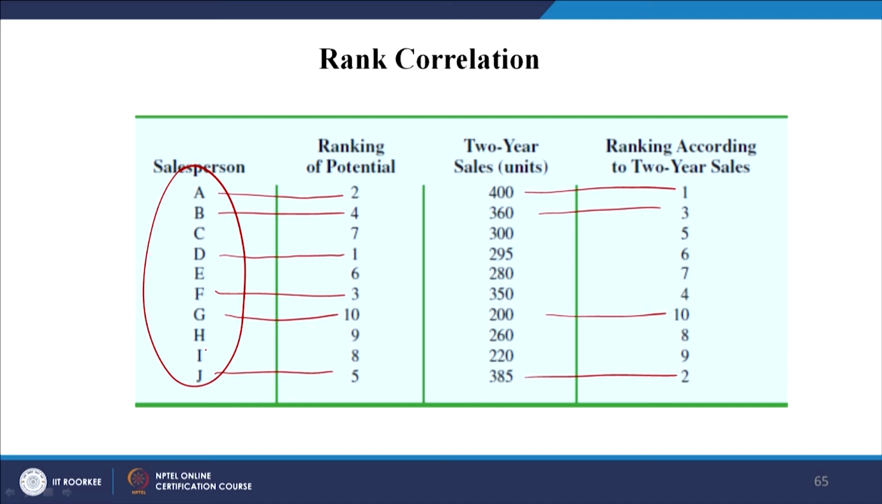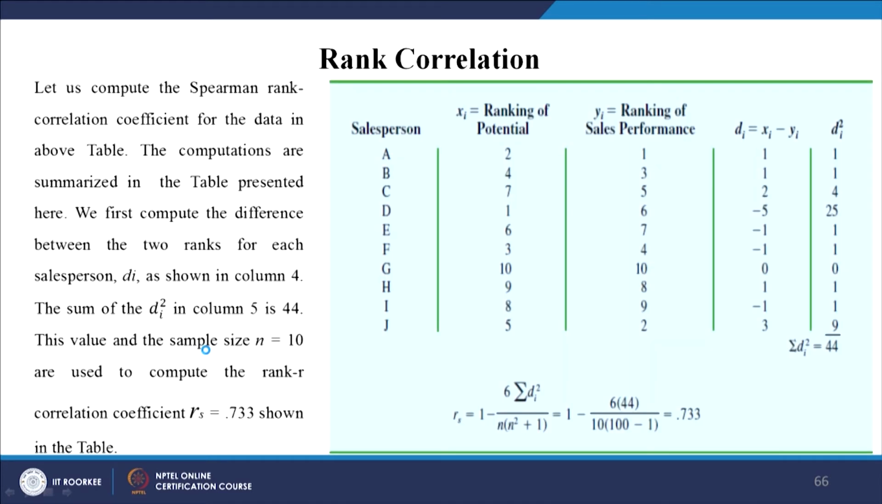So this is the ranking in terms of the 2-year sales, and this is the ranking in terms of the potential which was assigned during the joining. So, how do you compute the Spearman's correlation for the data? Look at this, we first compute the difference between the 2 ranks.